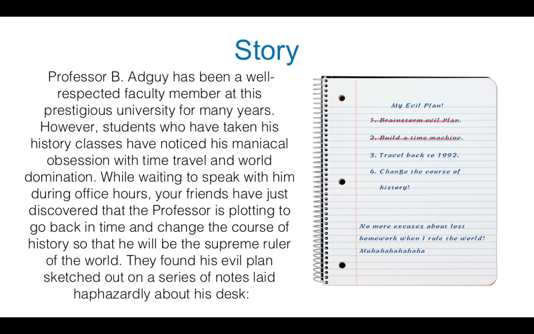The story is that Professor B. Adguy has been a well-respected faculty member at the prestigious university for many years. However, students who have taken his history classes have noticed his maniacal obsession with time travel and world domination. While waiting to speak with him during office hours, your friends have just discovered that the professor is plotting to go back in time and change the course of history so that he will be the supreme ruler of the world. They found his evil plan conveniently sketched out on a series of notes laid haphazardly about his desk.